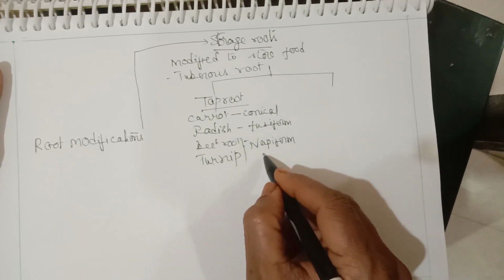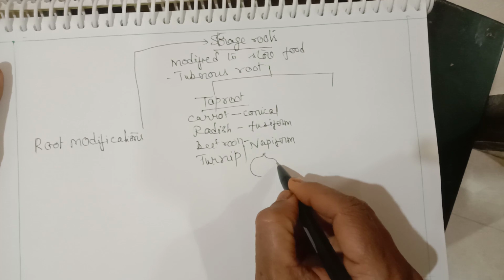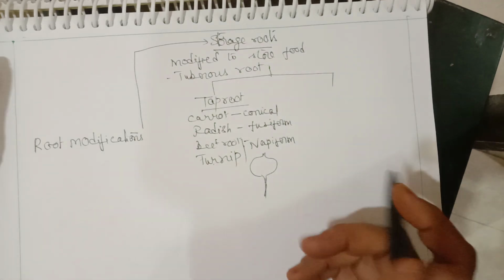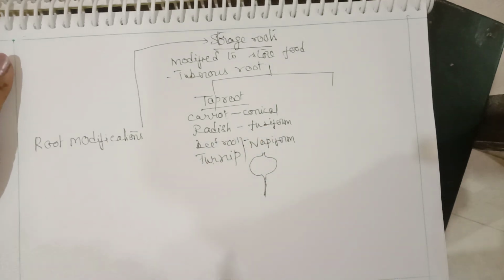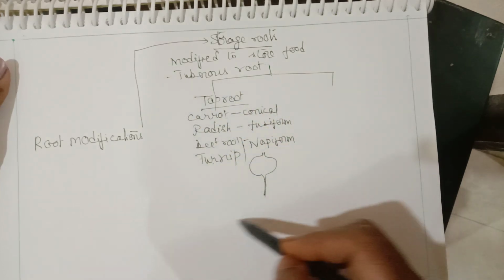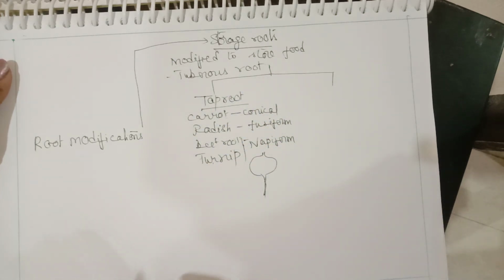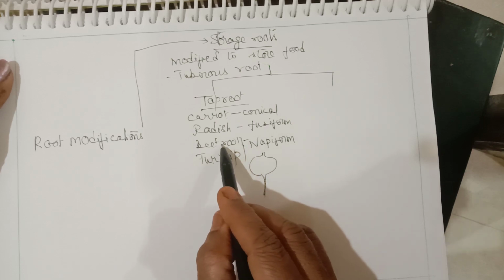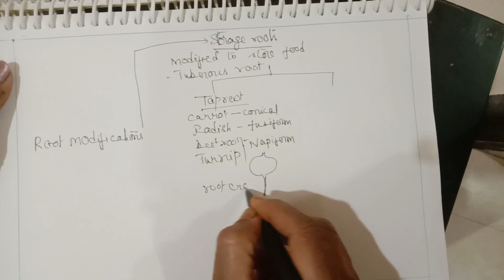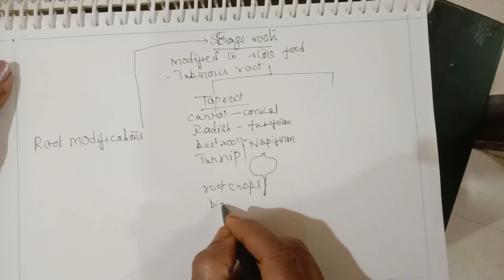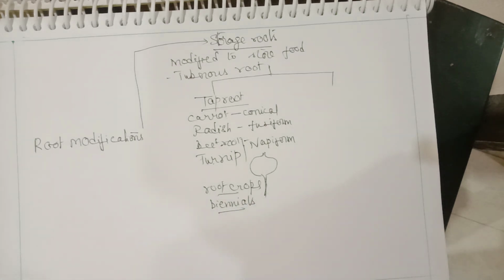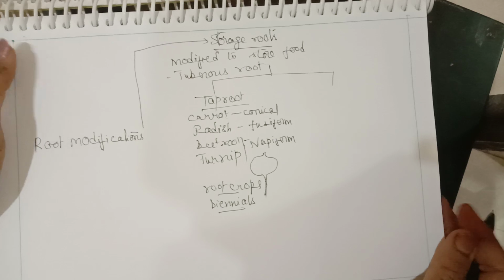Napiform means, as we all know about beetroot, it is swollen and then suddenly tapers like a tail. Such a root shape is called napiform. The purpose of all this is that they store food material. The most important feature of these plants is that they are called root crops, and these root crops are biennials. These are the points you have to remember for taproot.